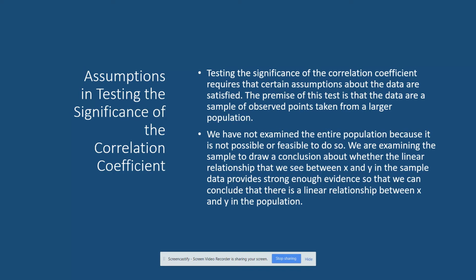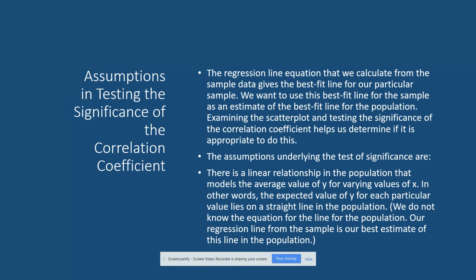Since we can't look at that entire population, we need to think more about that sample we're looking at. Because again, what we're trying to do is see if there's a linear relationship between X and Y so that we can predict based on that. So the regression line we can calculate from the sample data gives us that line of best fit. So when you examine the scatter plot and you test the significance, you need to see if it's appropriate.